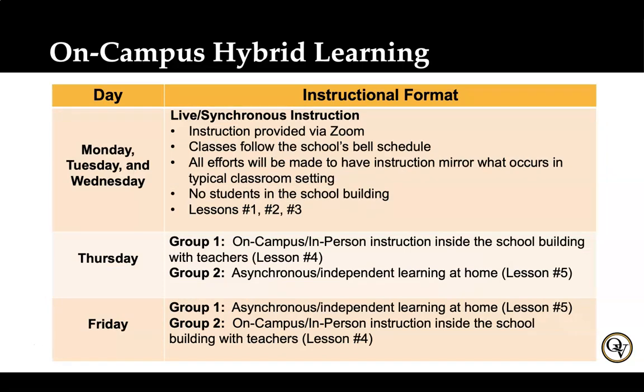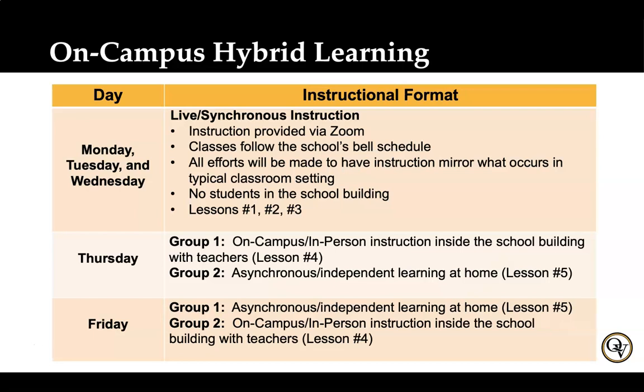This slide details a typical weekly schedule for a student who selects the hybrid option. Students will complete a total of 5 instructional lessons that include synchronous, asynchronous, and on-campus in-person instruction. Mondays, Tuesdays, and Wednesdays will include live synchronous instruction. Students will follow their typical school schedule and participate in flexible instruction provided by their Quaker Valley teachers.